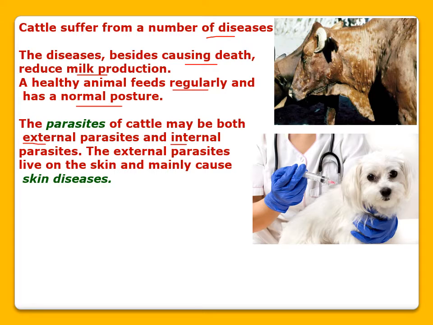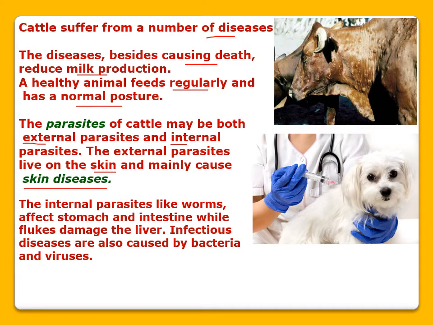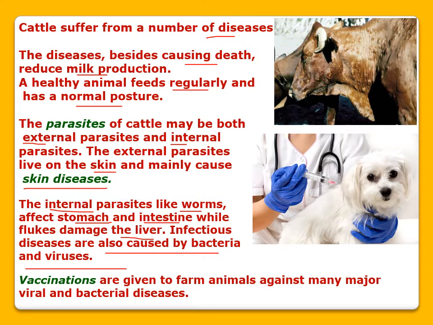The external parasites live on the skin of the animal and they usually cause skin diseases, while internal parasites like worms affect the stomach and intestine of the animal, and they live inside the body. So worms live in the stomach and intestine, while flukes damage the liver of the animal. Infectious diseases are also caused by bacteria and viruses in animals.